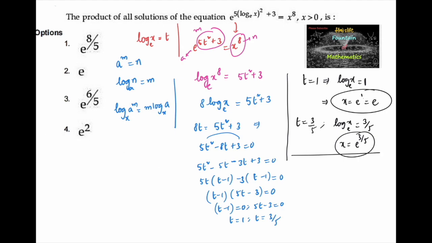So the product of the solutions we can write, product of solutions is equal to e into e to the power 3 by 5, that is e to the power 1 plus 3 by 5, which is equal to e to the power 8 by 5. So e power 8 by 5, which is option A, is the answer.